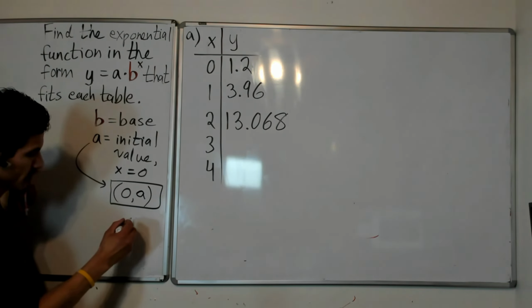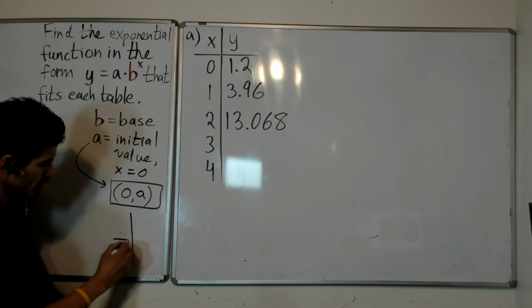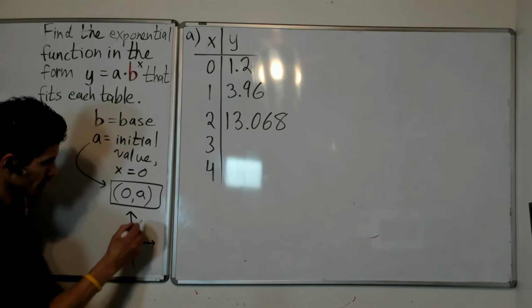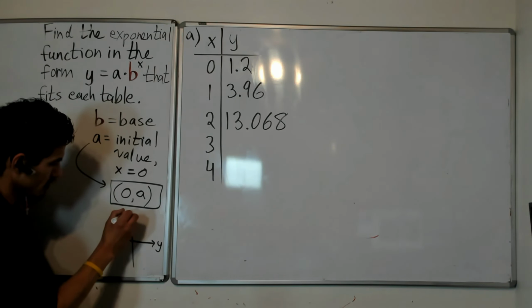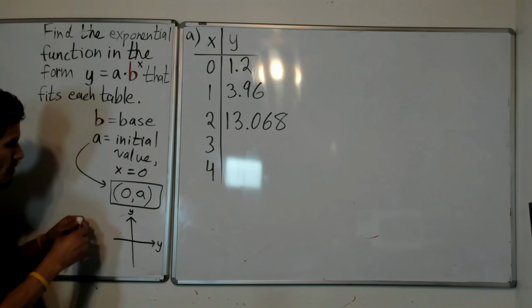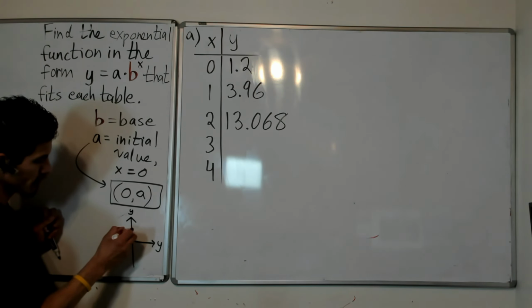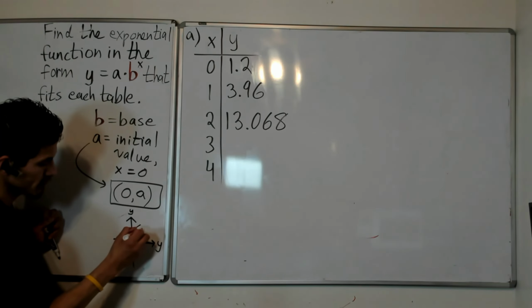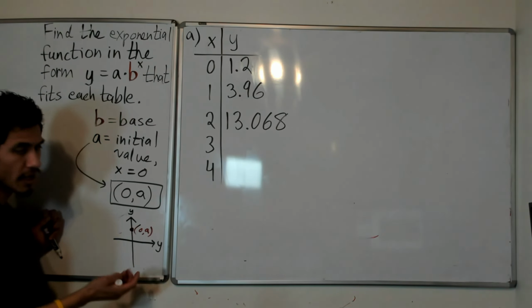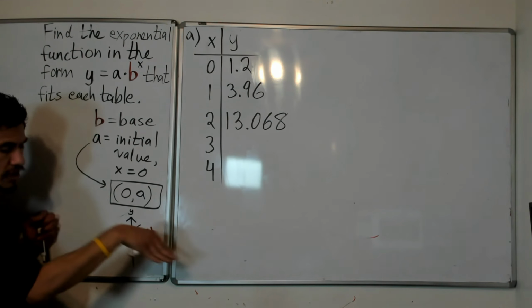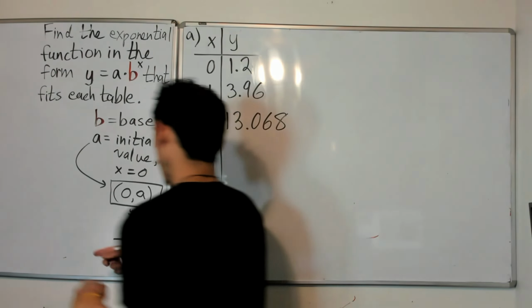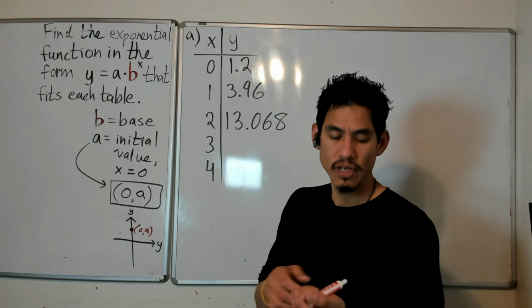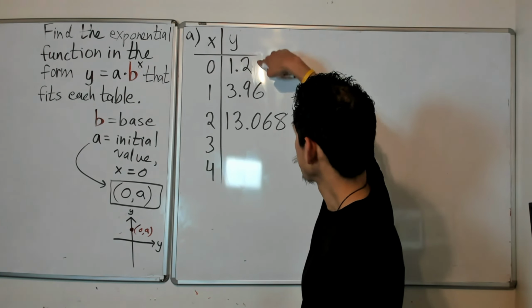This is a little sketch just for visual purposes. This means that the y-intercept is essentially a, the point 0, a. Now it could go up, it could go down, or it could curve up, curve down, but we'll get into that later when we start graphing. So let's look at what we got here.